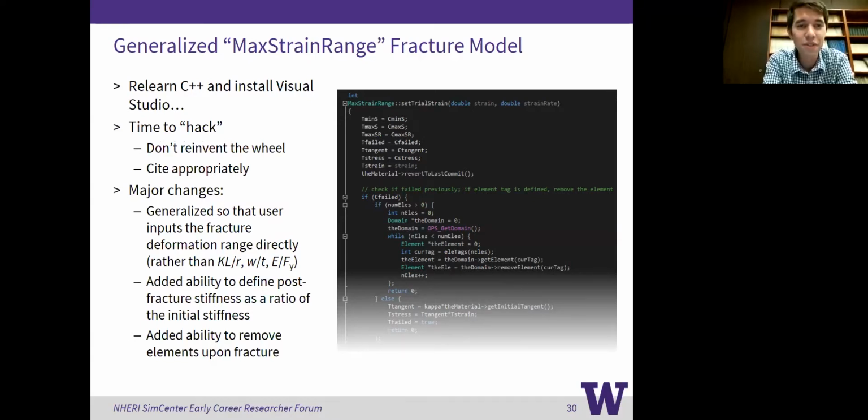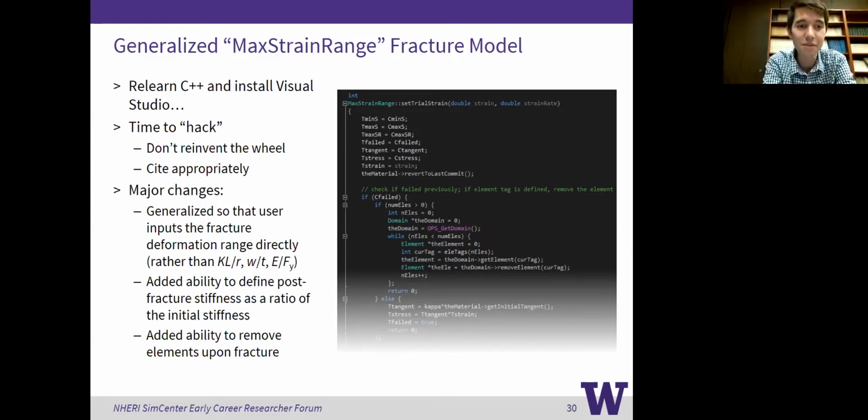And so here, if we can start to hack, we can start to change what was already done. We don't need to reinvent the wheel. Okay, this is like the beauty of having the open source framework, is that we can go in and modify things to suit our needs. And in doing this, we need to make sure that we're citing the previous work appropriately and giving credit where credit's due. So I made some major changes here to the maximum strain range model.